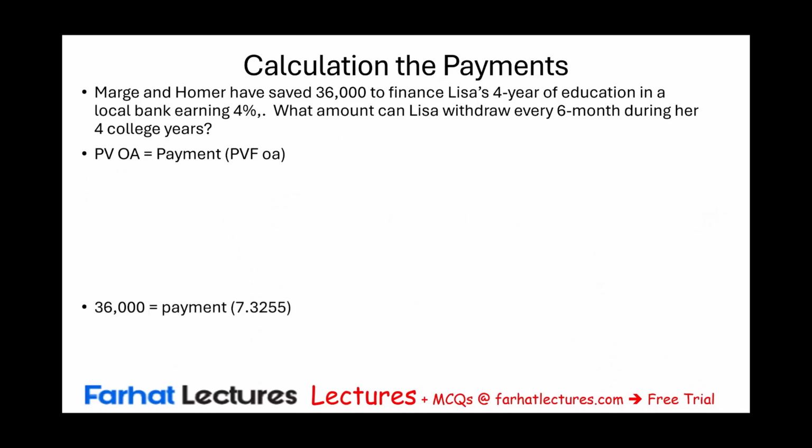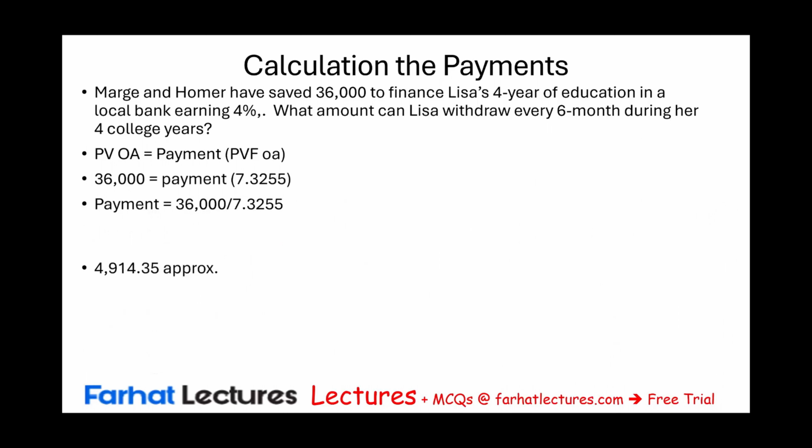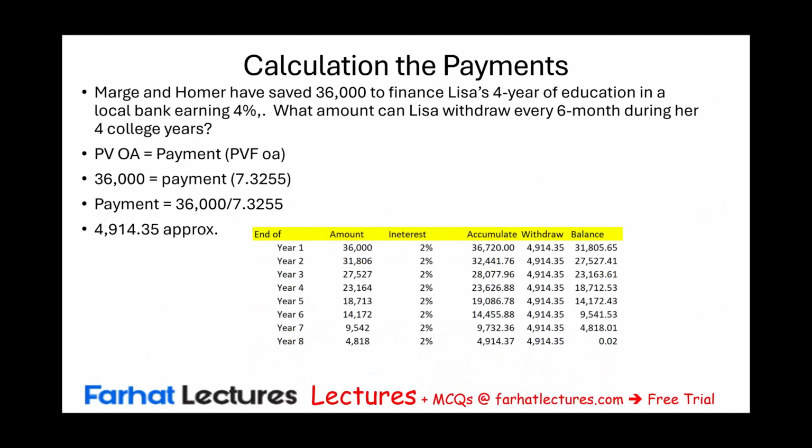So here, this is the same thing that's on the previous slide. We found the payment. Now this is a table. Now I made a mistake here. Not year one. Those are periods, because it's 4 years. So this is period one, not year one. Remember, every period is 6 months. So notice, Marge and Homer invested this money at the bank at $36,000, and here the word interest is misspelled.